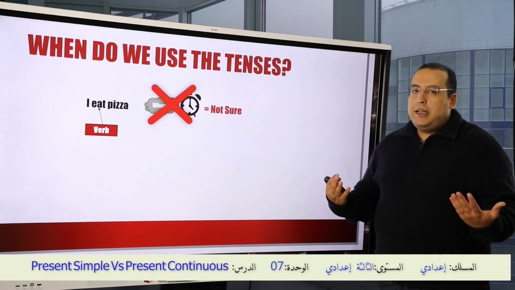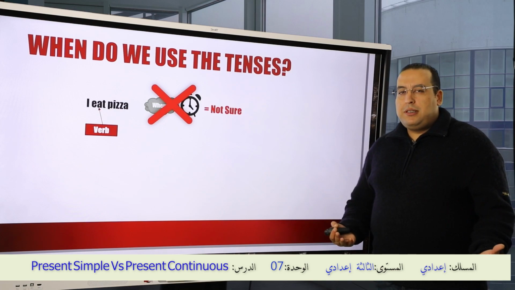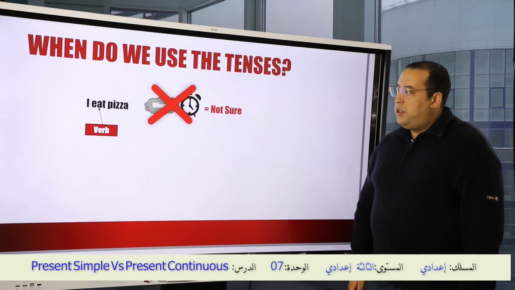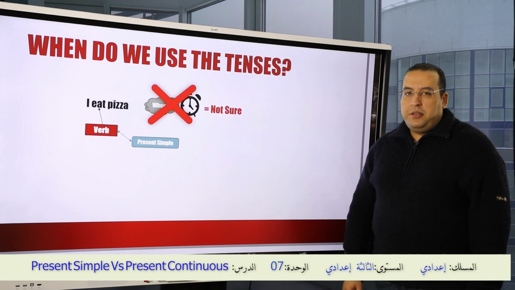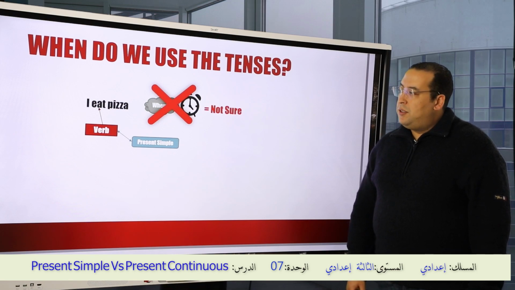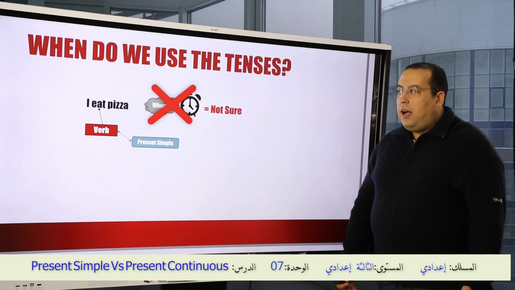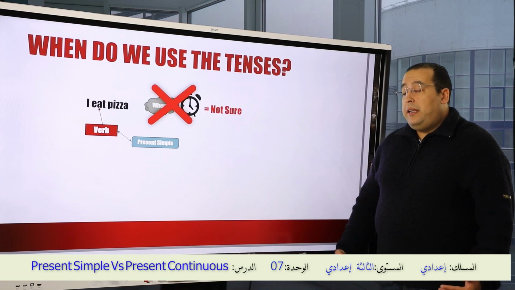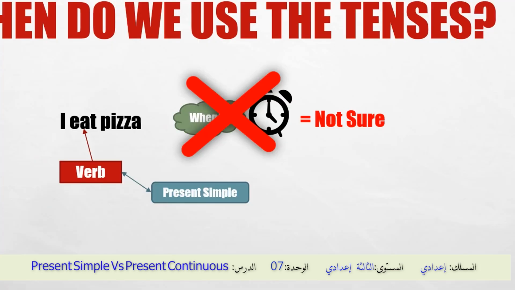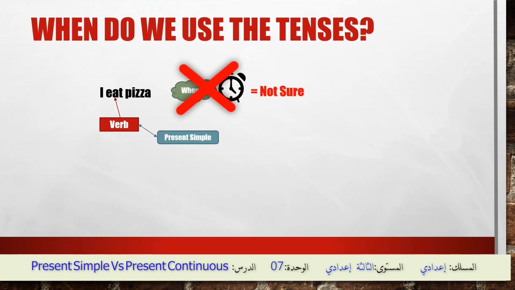So when we say something and we are not sure about the time of happening, we use the present simple, of course. So I eat pizza, I am not sure when, or I didn't mention when, so you should use the present simple for the verb, which is eat. So no change happens to the verb, I eat. That's it.